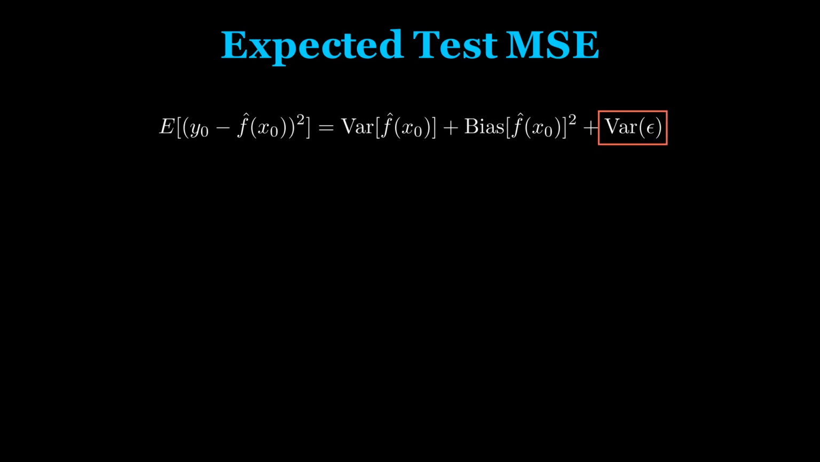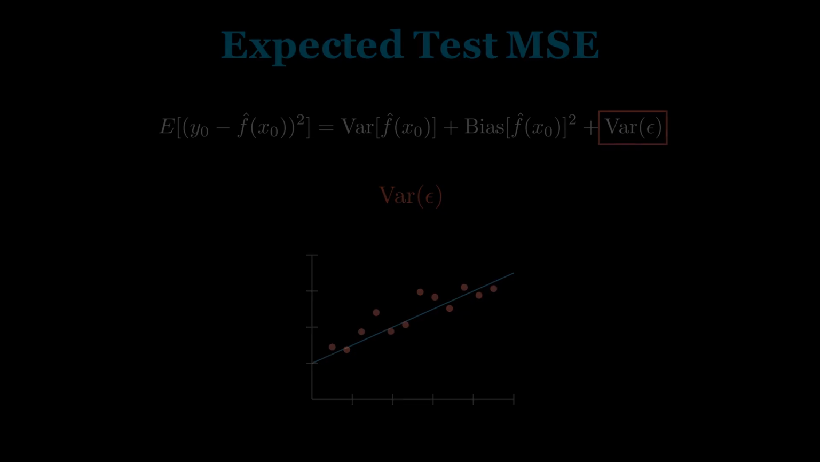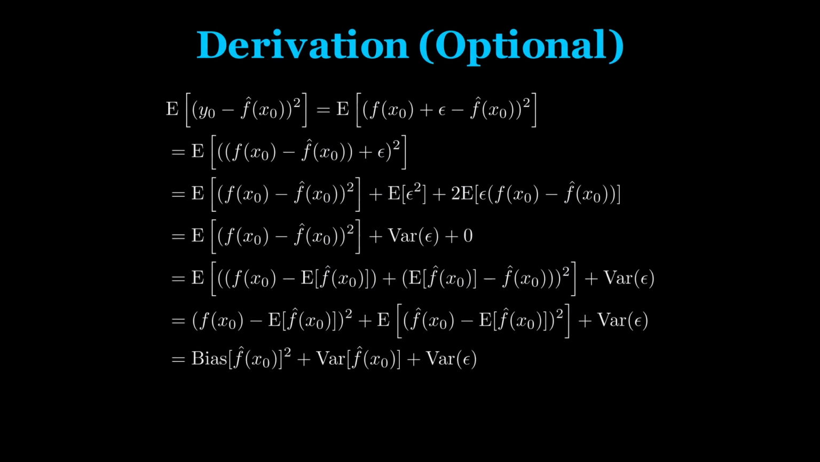And finally, the irreducible error. This is the noise in the data that cannot be explained by any model. If you're interested in the derivation, here are the steps to decompose the expected test MSE into bias, variance, and irreducible error. However, this is far beyond the scope of the exam, so you can skip this section if you want.